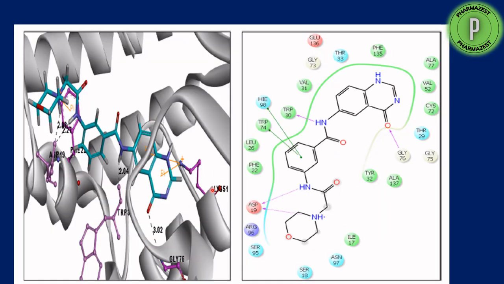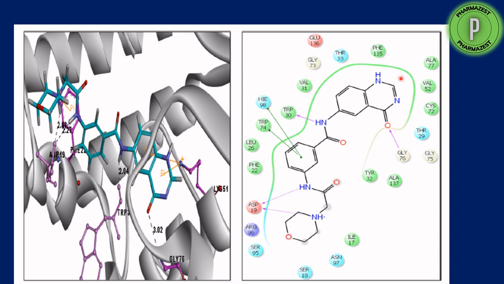And after that, this is the three-dimensional representation of this docking process. Here you can see this ligand at the center. This blue color stick representation is the ligand, and this gray color cartoon representation is the protein. So this ligand is making interactions with this protein. These dashed lines are the hydrogen bond interactions, and these orange lines are the pi interactions.